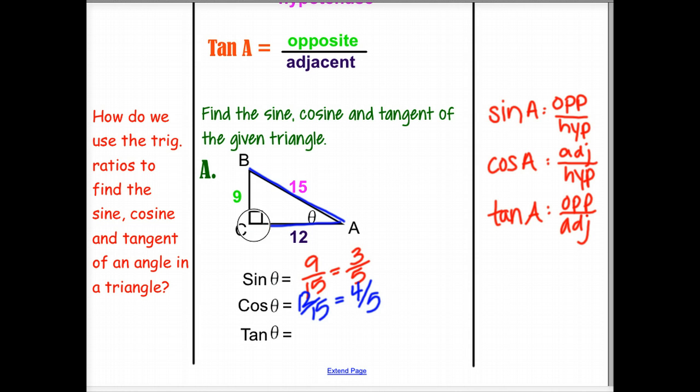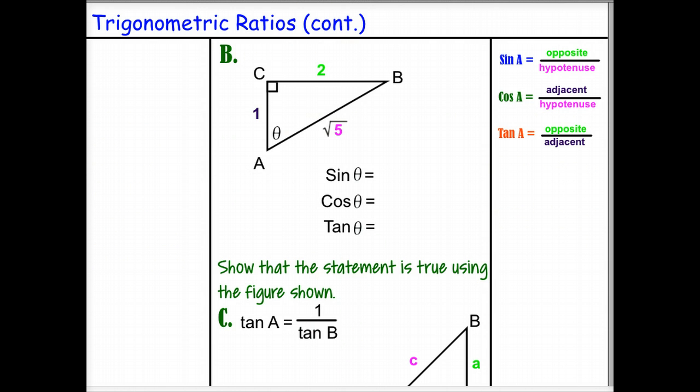And finally, we have our tangent, which is going to be your opposite over your adjacent, which is 9 over 12, which both of those can be divisible by 3, which gives you 3 over 4. So these 3 answers would be the 3 that I'm looking for. Moving on to another one as another example.